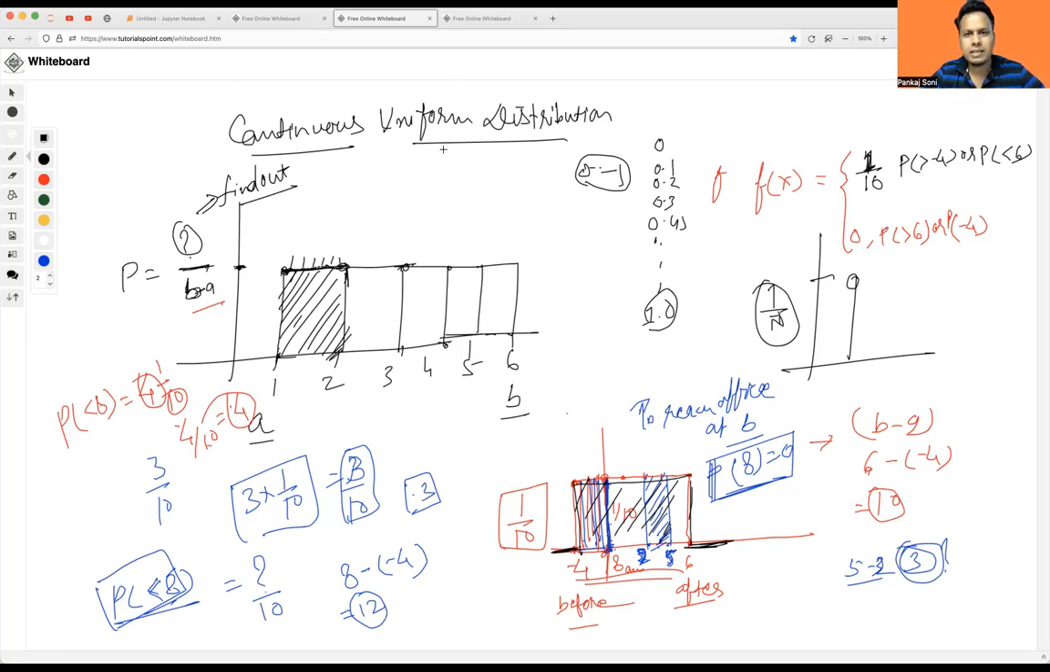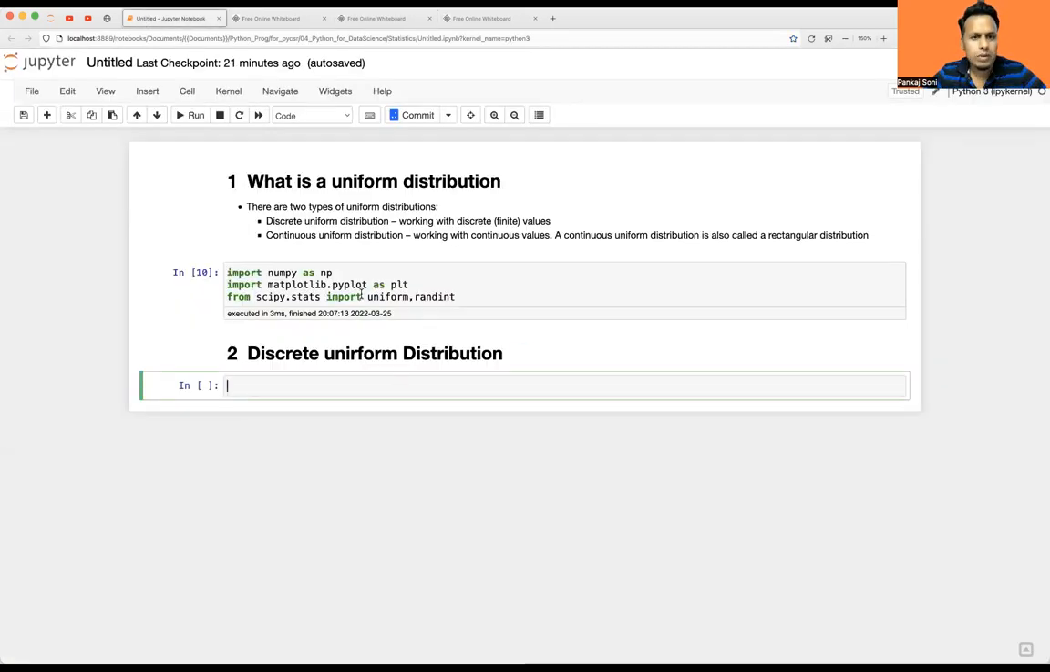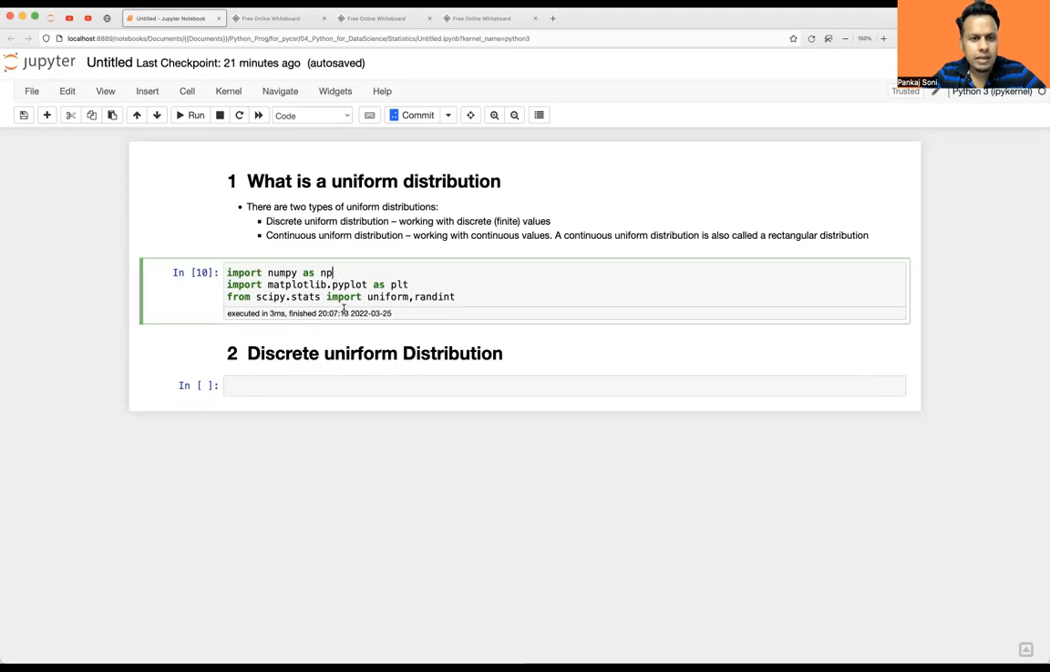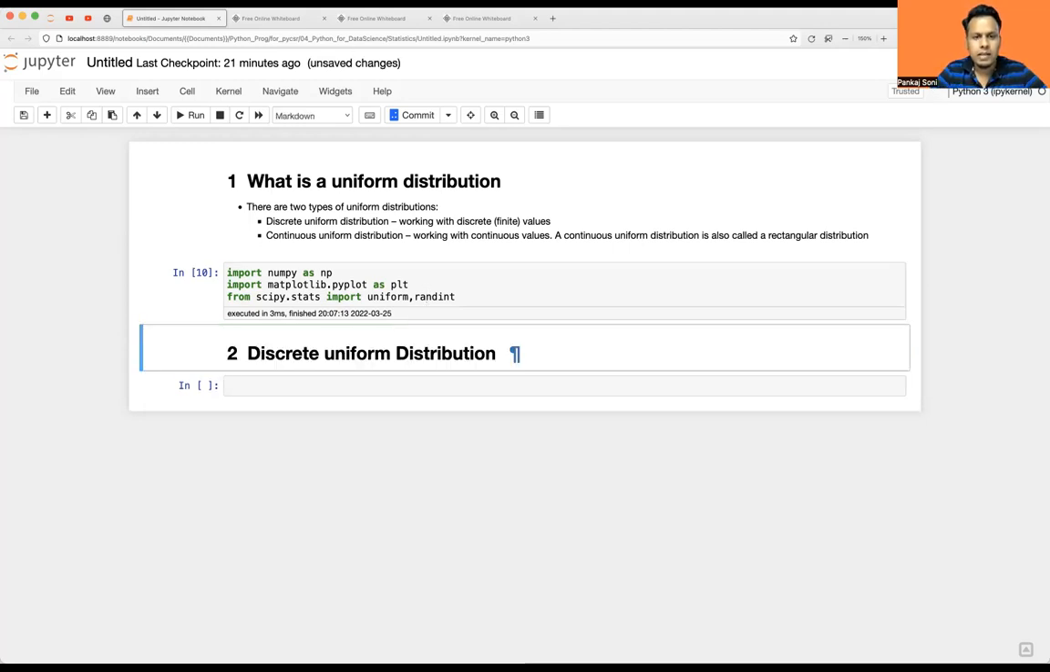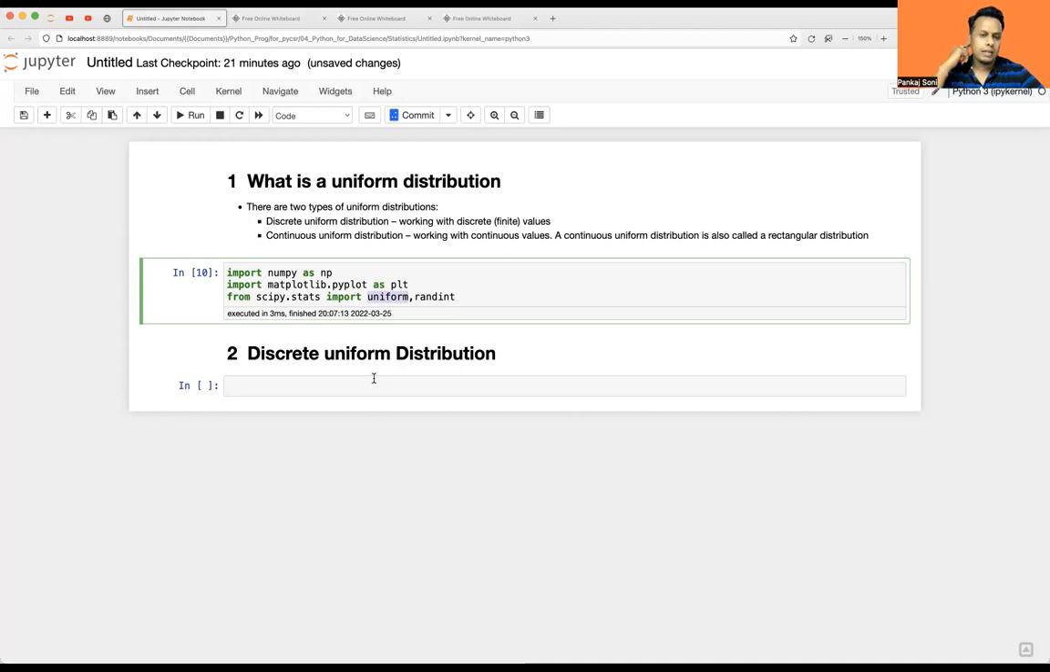I'm just going to show the discrete uniform distribution with the help of Python, how we can achieve that. I'm going to import numpy as np, matplotlib as plt, and from scipy.stats import uniform and randint. Randint will help you generate the discrete uniform, and uniform will help you generate the continuous uniform distribution. I'm just going to show discrete, because discrete will have only vertical lines, but in the continuous you'll see a number of possible points forming a straight line.